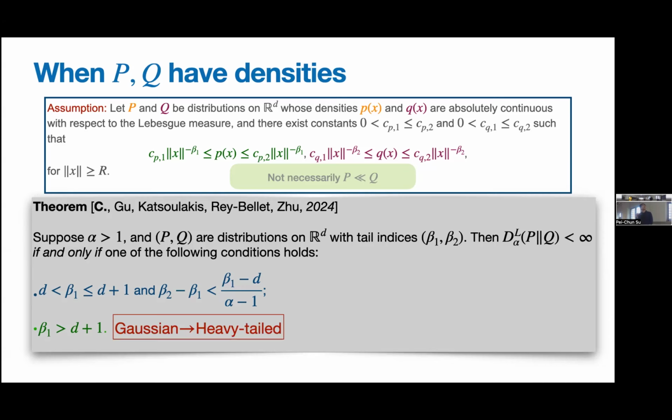This has an implication that if you want to learn some heavy tail distribution, you can possibly start with some light tail distribution such as Gaussian. And this works even if the target has a very heavy tail, even without a finite first moment. So in this sense, you have no knowledge about the tail of the target distribution.